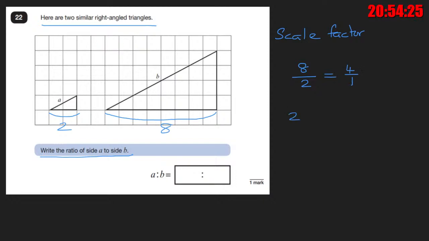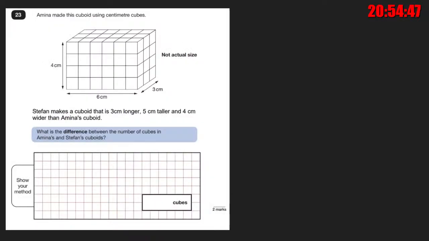So if you like, you can write it as 2 is to 8, which is 1 is to 4, right? So A is to B. A is the small triangle side, so that is going to be 1, and the next one is going to be 1 is to 4. Well done, Ashlyn, and very good, right? So that was question number 22, and the last question for the day is this one.